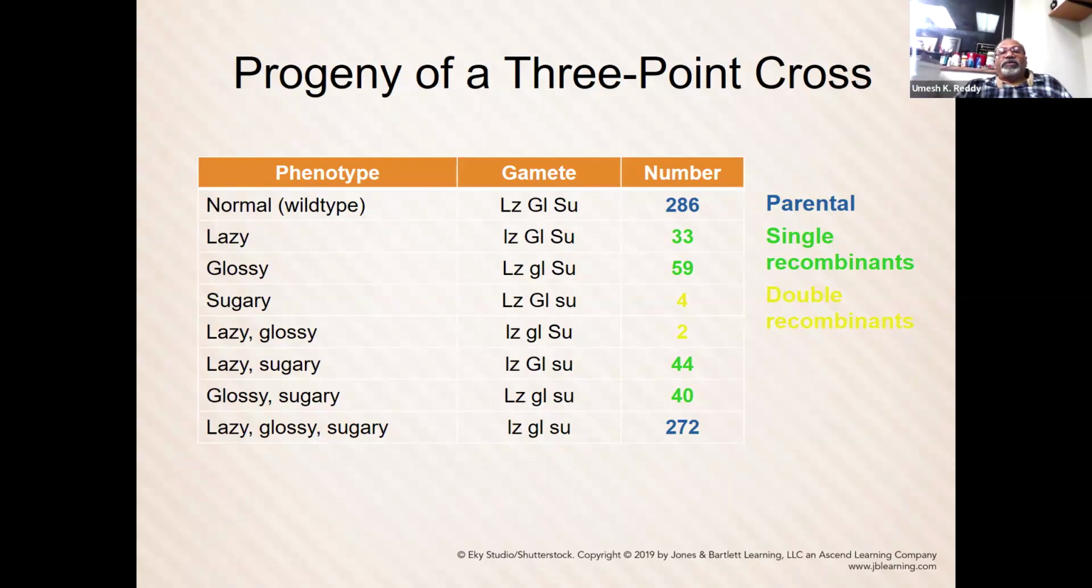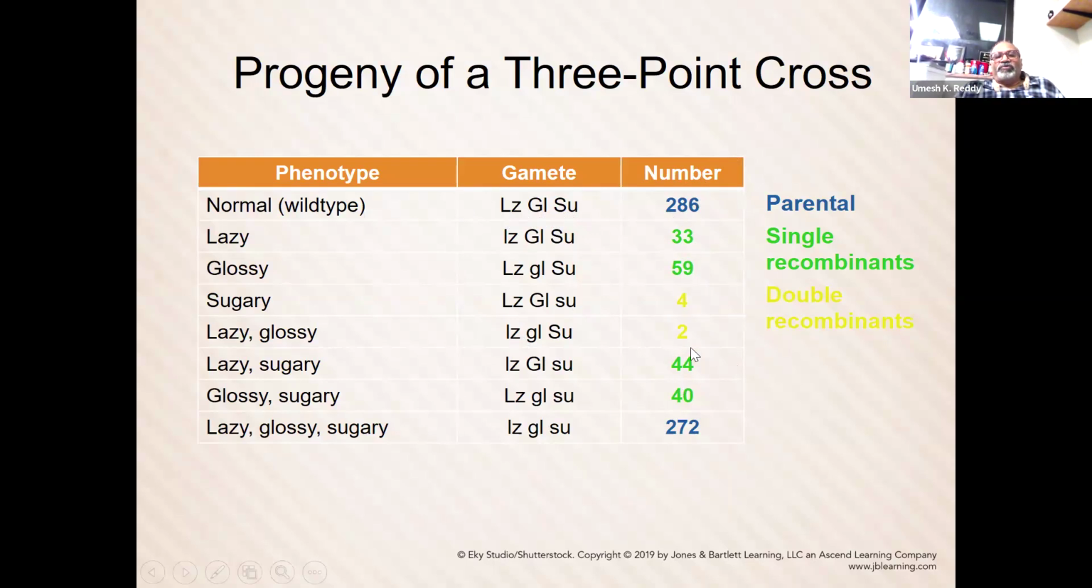So what we are trying to do here is to understand the order of the genes. You may say, well, you already drew the order. This is not the order. This is probably just a hypothetical order. But looking at this segregation, these are the test cross segregants. We are trying to figure out what is in the center, whether lazy is in the center, or sugary is in the center, or glassy is in the center. Okay.